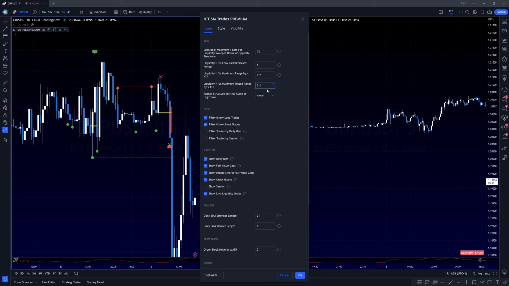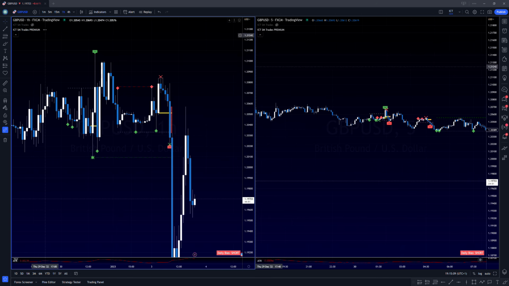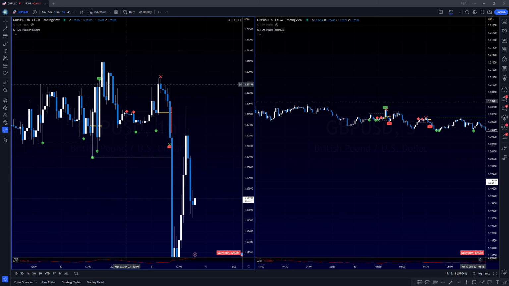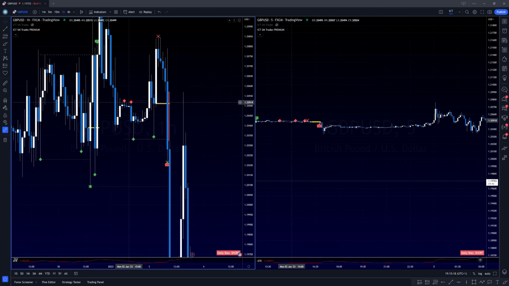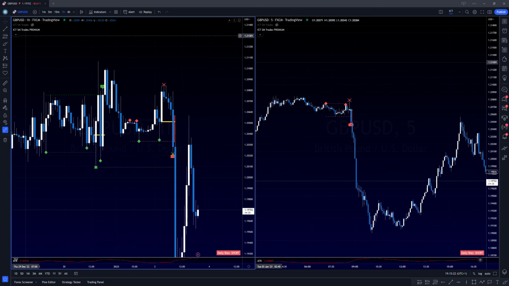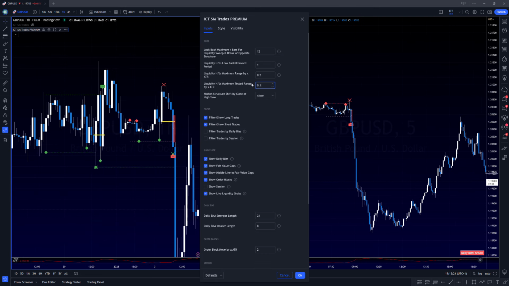If I set it to, for example, null or 0, this will not create liquidity anymore, but we have to wait for loading. Yes, as you can see, but we can find some liquidity here because this is not tested, this is not tested, and this creates liquidity. So set it to 0.1.